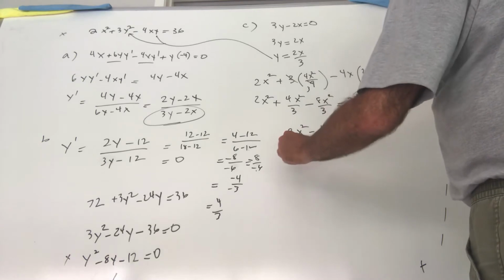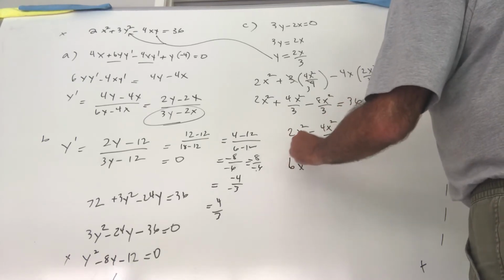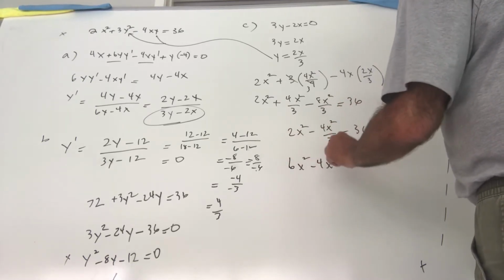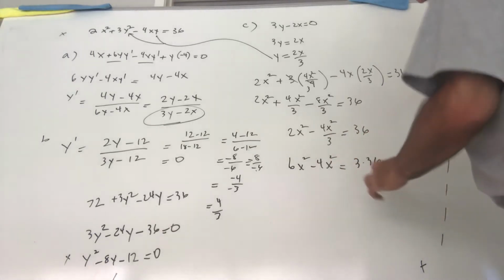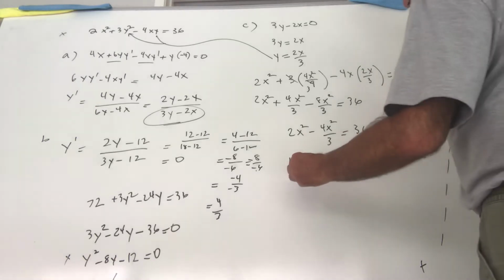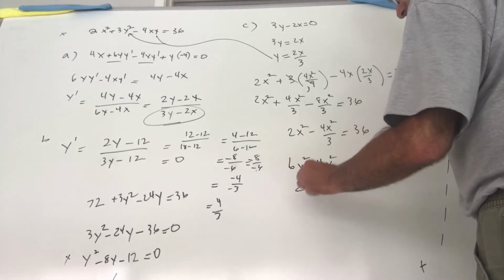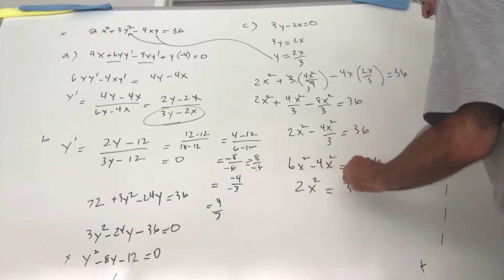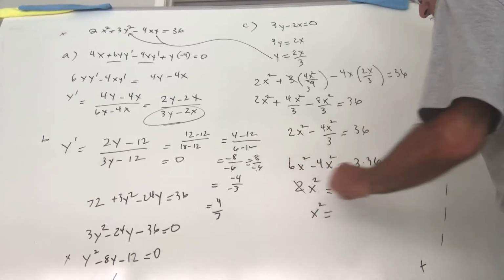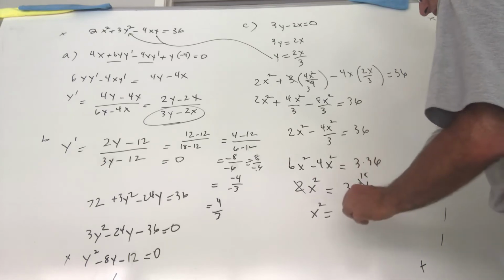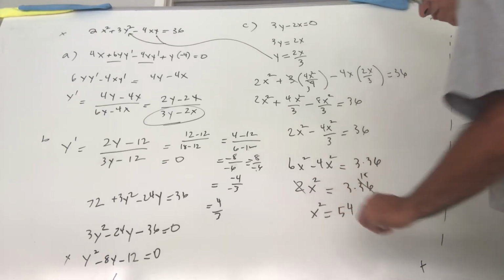So what's that? 6x squared minus 4x squared equals 3 times 36. I could multiply that out, but I'm going to hold out hope that I can save myself a little bit of heartache here. 36, so x squared is divided by 2, there we go, 18. 18 times 3 is what, 54.